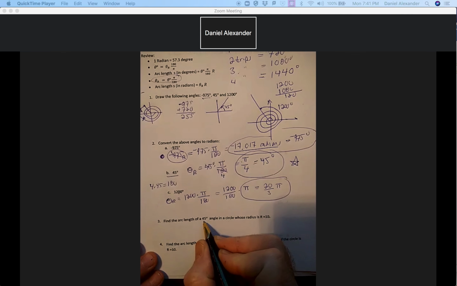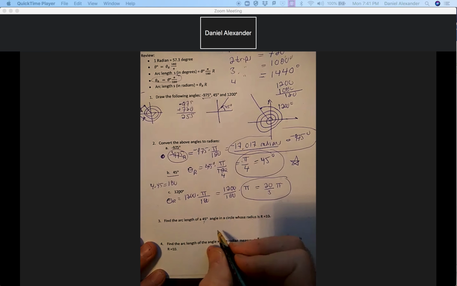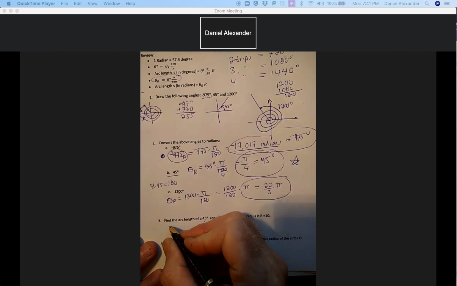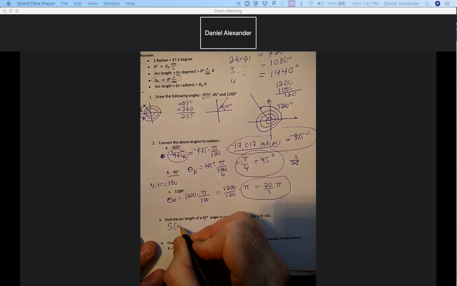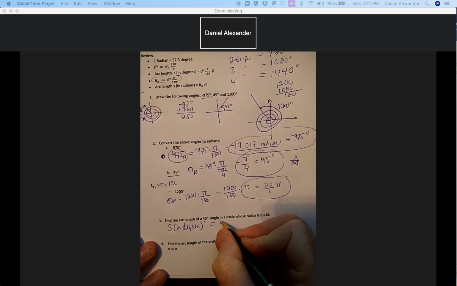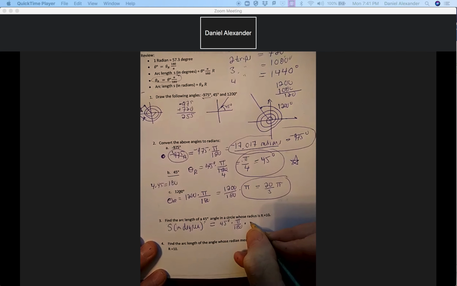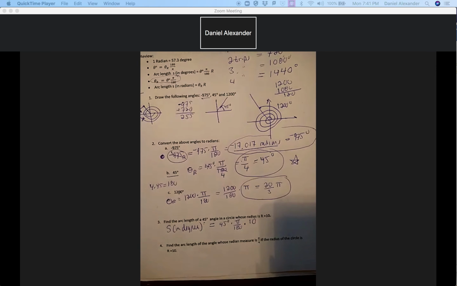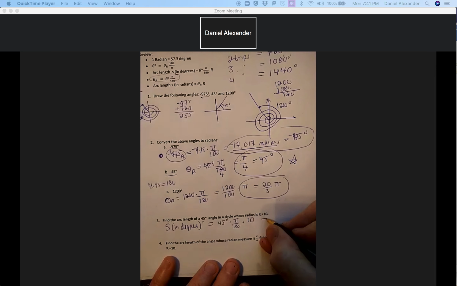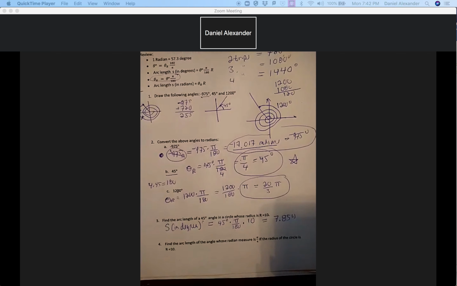So I want to find the arc length of a 45-degree angle whose radius is 10. So we're using degrees, so I'm going to use the arc length S in degrees. I want to make sure I use the right formula. That's going to be equal to my angle, which is 45 degrees, times pi over 180, times the radius, 10. So we will go through all this, do the calculations. I did work this one out. I'm going to round to decimals, 7.854. That would be the length.